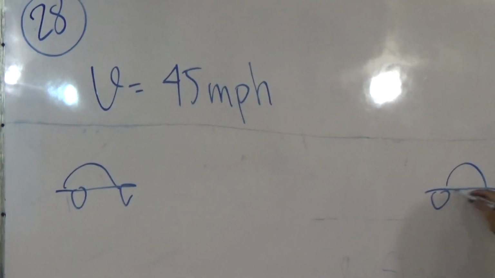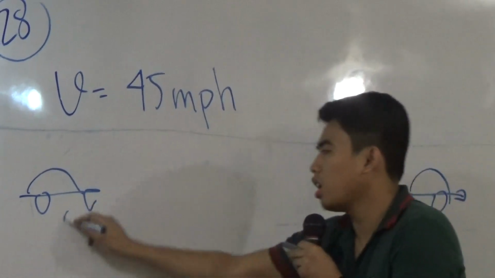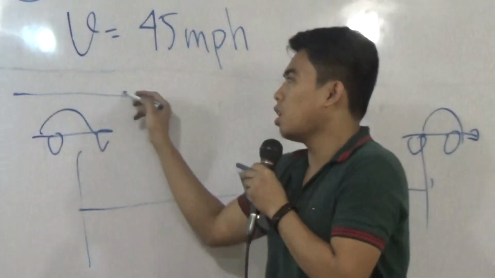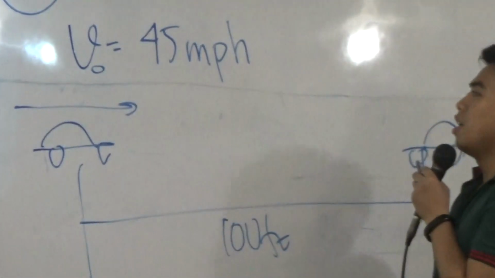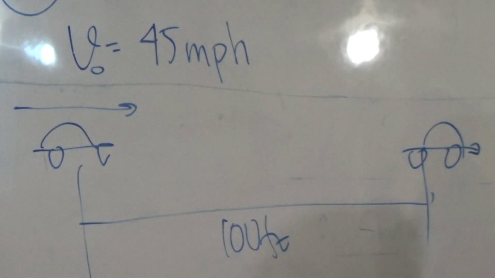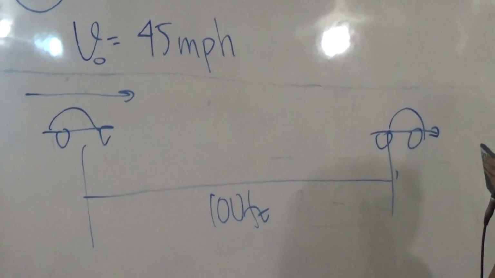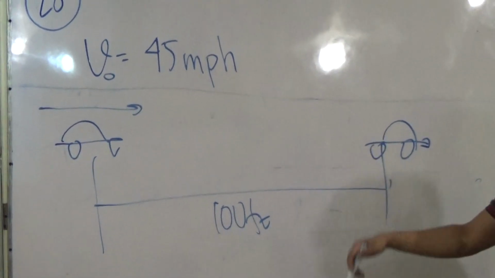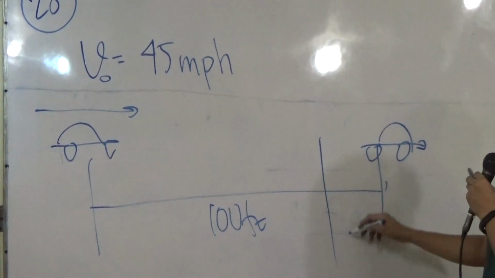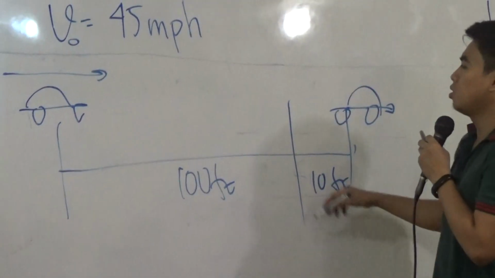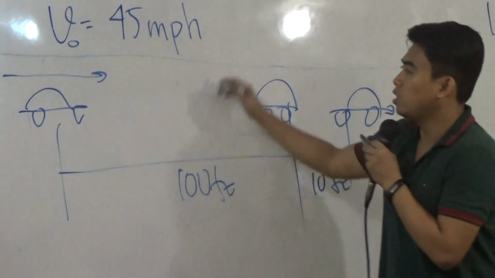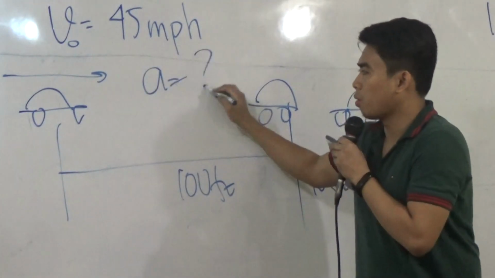So ito yung nakalintong vehicle natin. So 100 feet ahead. Okay? 100 feet. Okay? This is our initial velocity, 45 mph. What constant deceleration is required to stop the car 10 feet before the stalled vehicle? So gusto nating stop 10 feet before. So meron tayo dito 10 feet before. So dapat at this section, stop na tayo. What should be the acceleration required?